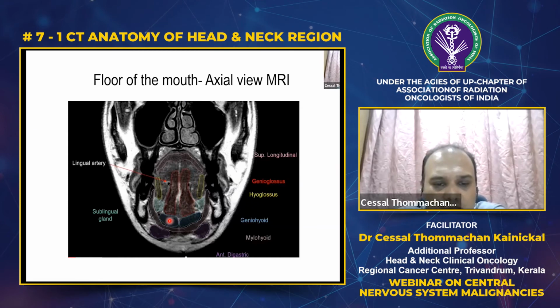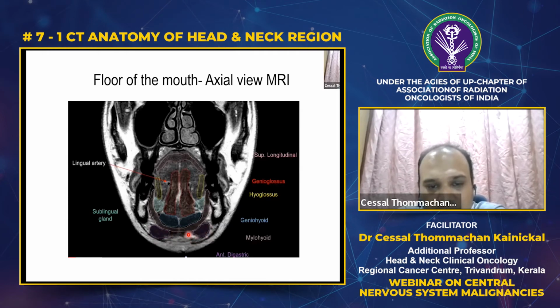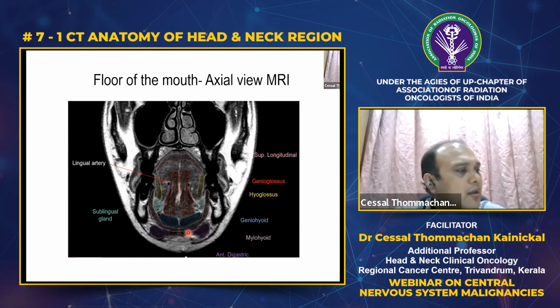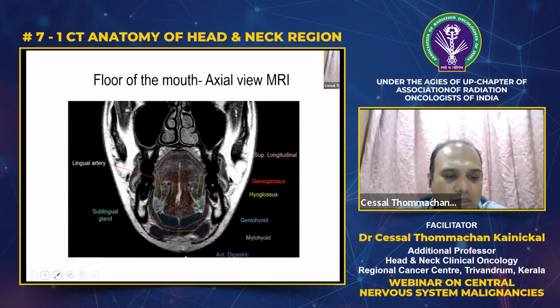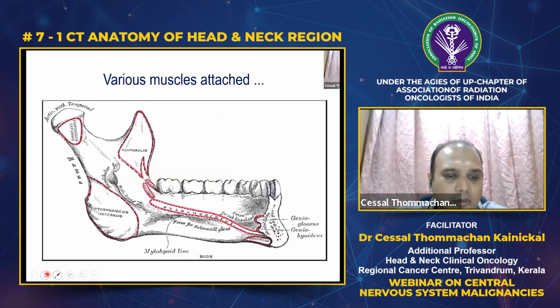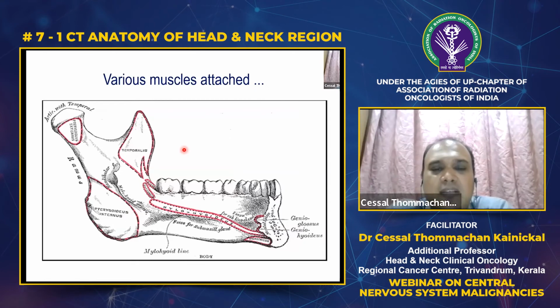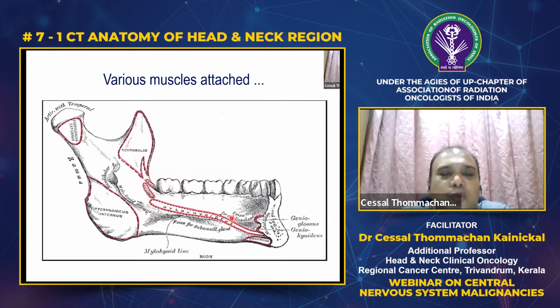Then you have the geniohyoid. So this is the genioglossus and geniohyoid muscle. Then there is a sling muscle, the mylohyoid. Below that, you have two muscles, that is the anterior belly of the digastric. Okay, this is very important when you need to understand the level 1B lymph node space. Okay, so I will discuss a few of the muscles which are inserted into the mandible because this is very important.